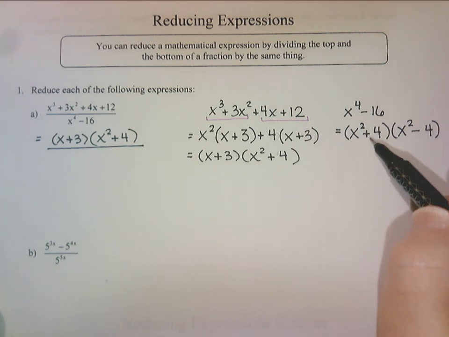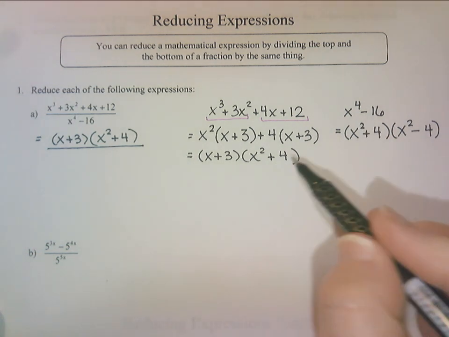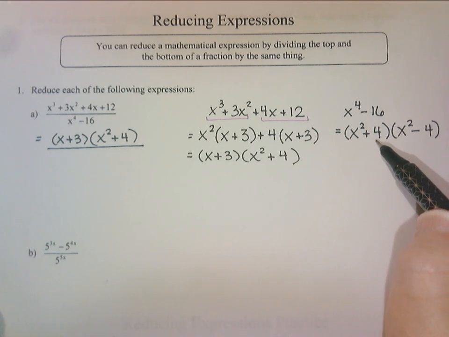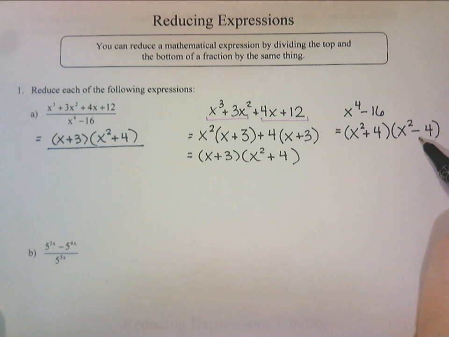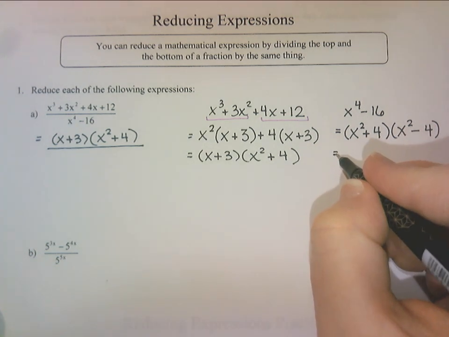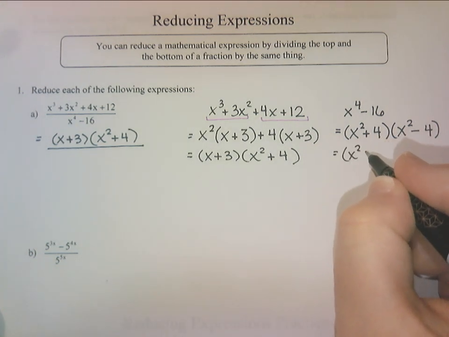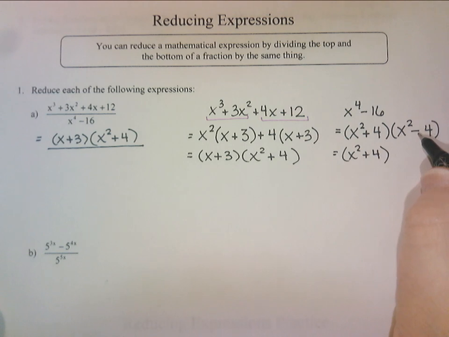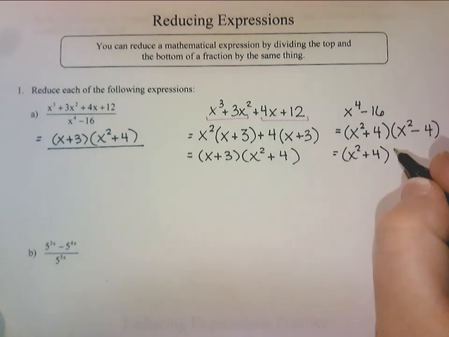All right, from here I am going to see if I can factor that any further. The x squared plus 4 was the same as this part, so I know that isn't going to factor any further because it's a sum of squares, not a difference. But x squared minus 4 has two terms. They are being subtracted, and they are perfect squares. So I can use the difference of squares one more time.